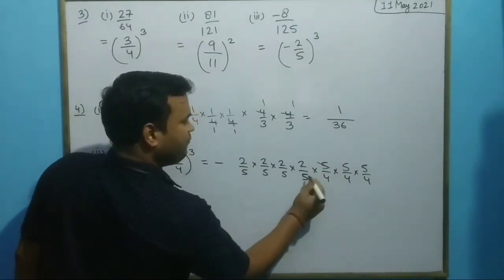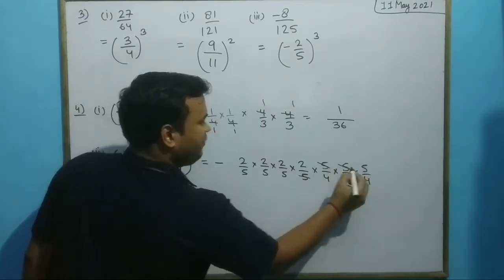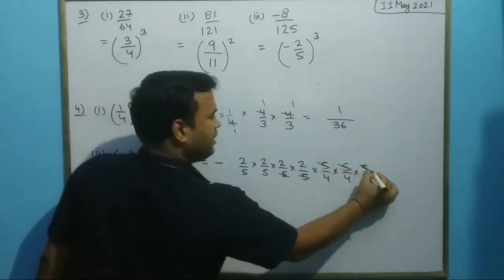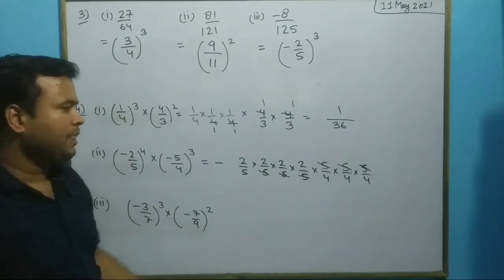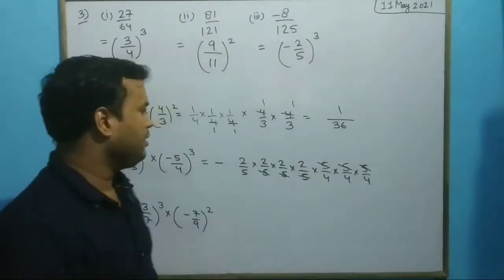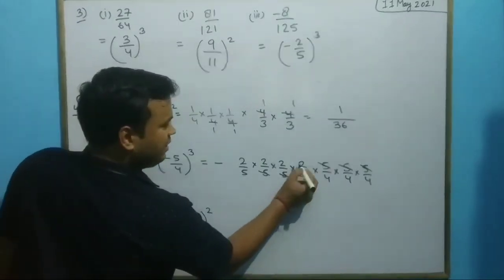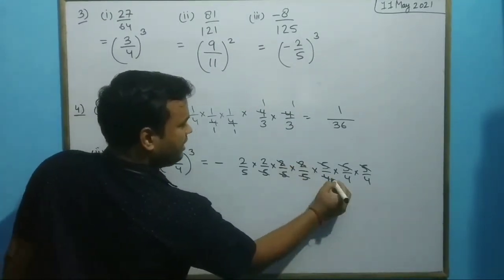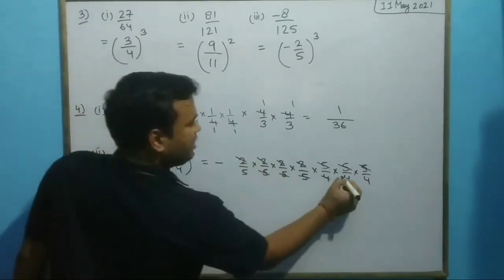Here 5 1s are 5, 5 1s are 5. 5 can be cancelled out. Now 3 5s can be cancelled out in the numerator and the denominator. Okay, now is there anything else? Yeah, 2 to the 4 we can cancel out.